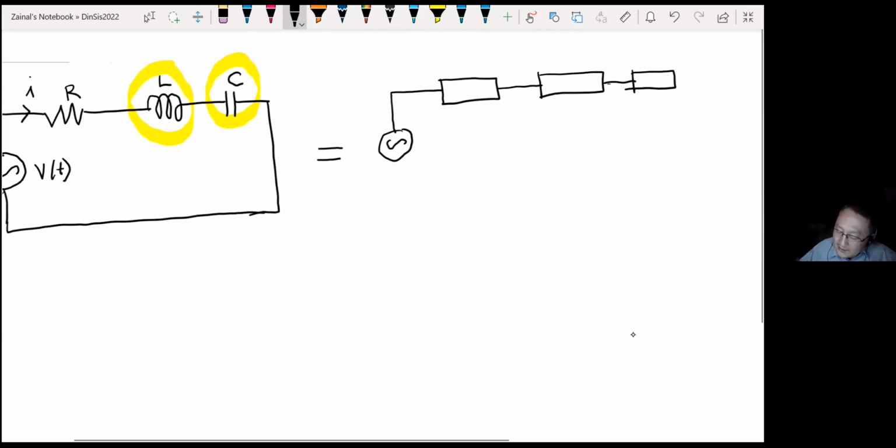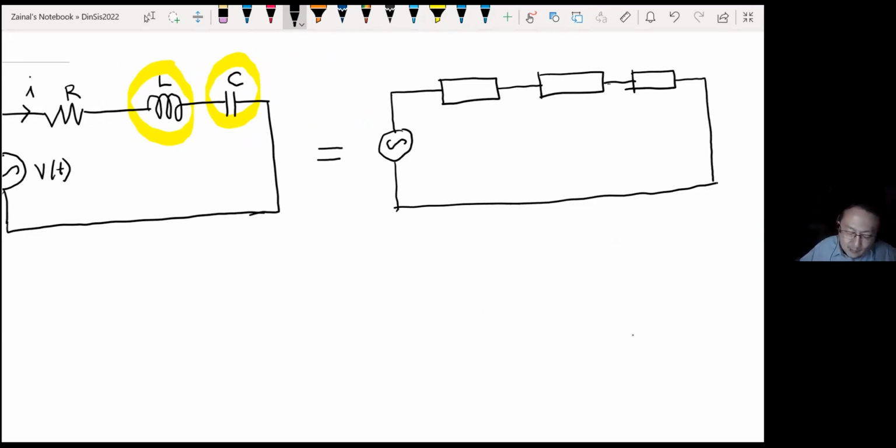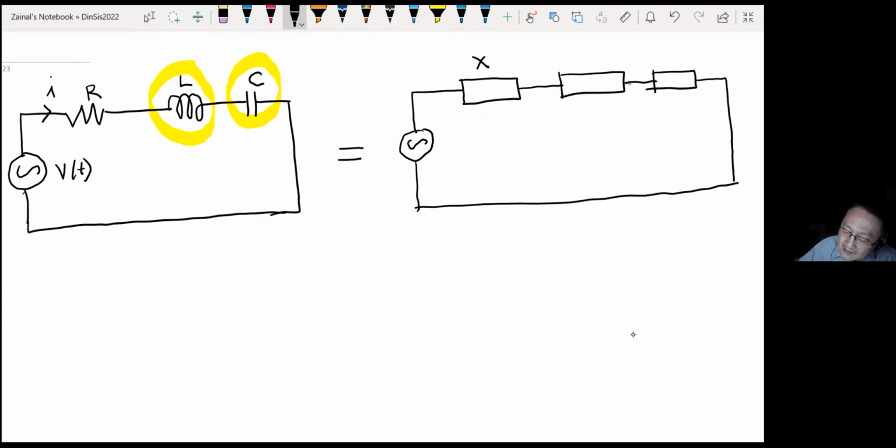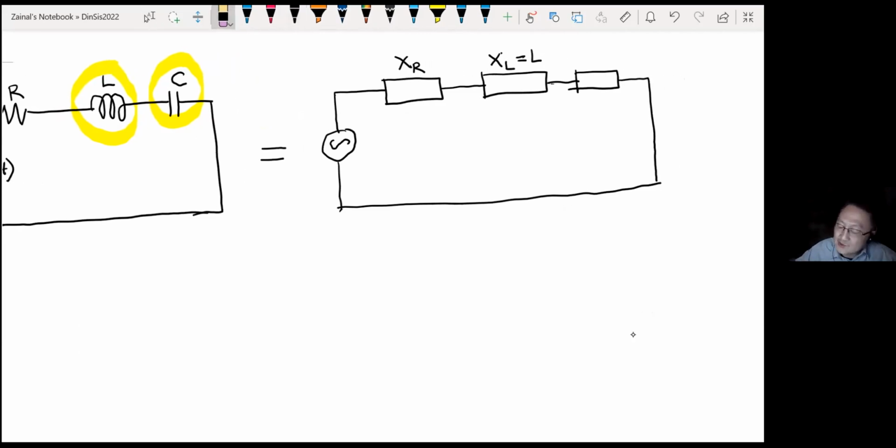Where you just replace this one with XR. Replace this one with XL, where XL is equal to L multiplied by S. S is the Laplace operator, right? So this must be small s, while XC is just the same with 1 over CS.